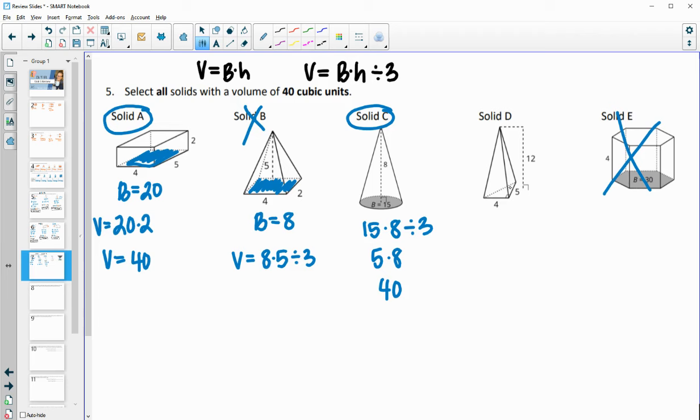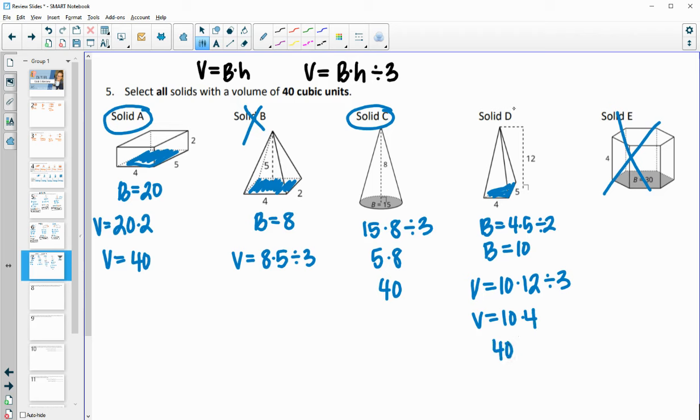Next one, our base area is a triangle. So our base area is 4 times 5 divided by 2, since it's a triangle. So the base area here is 10. So then our volume is going to be 10 times 12, the height, divided by 3. And 12 divided by 3 is 4. So 10 times 4 gives us 40 for the volume.